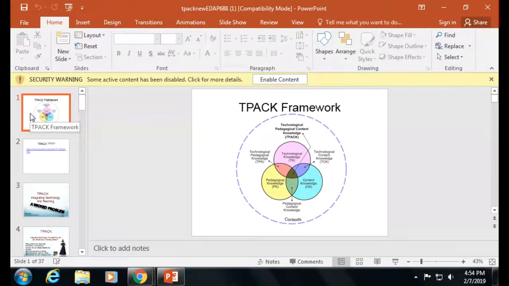It actually has a name. But the most important part about this model is that you have three areas here.